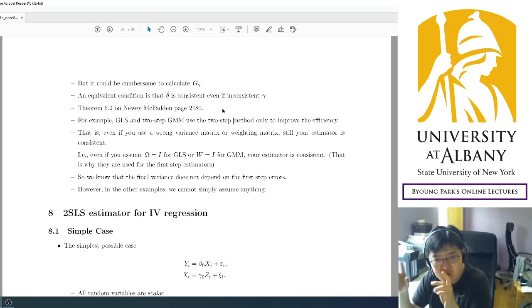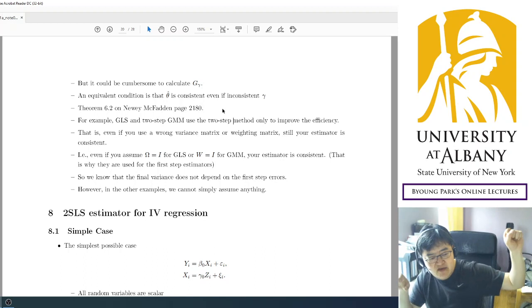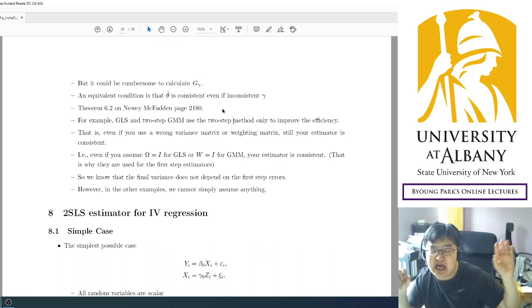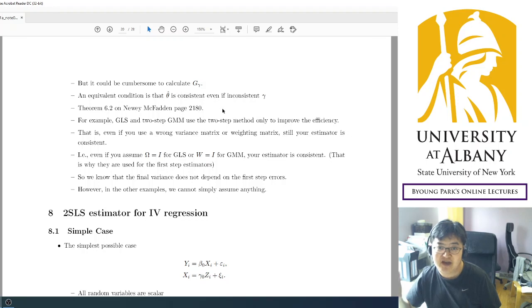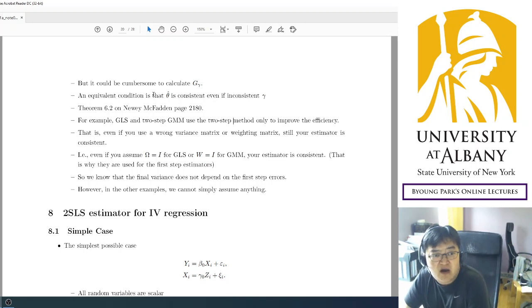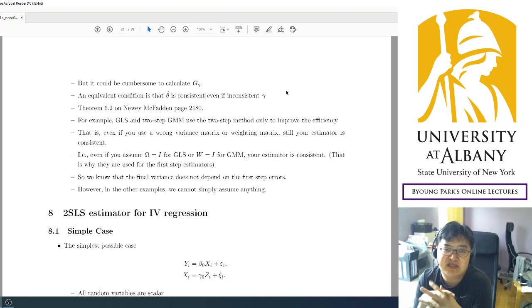But you now need to think about this. I said you may choose any weighting matrix at the beginning. No matter what weighting matrix you choose in the first stage, the second stage variance does not change, right? So the second stage asymptotic variance does not depend on your first stage estimator. Theoretically, that happens when your final estimator is consistent, even if your first stage estimator is inconsistent.